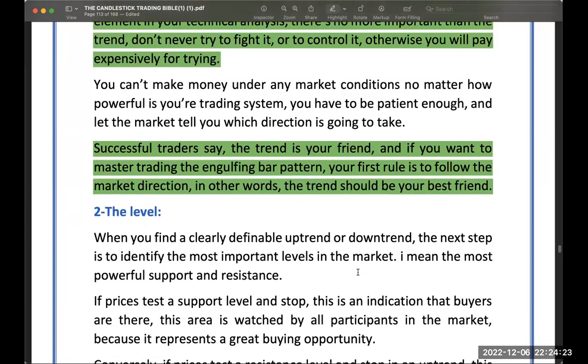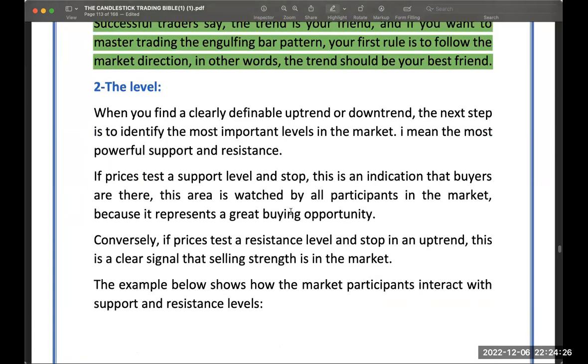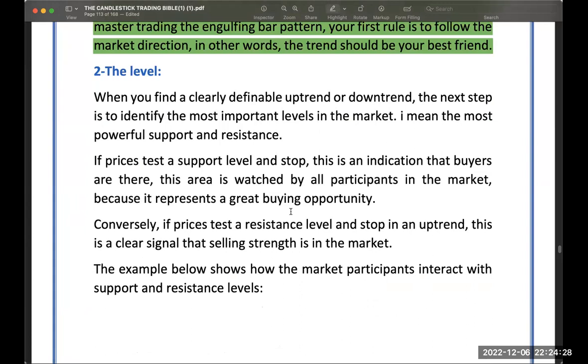Then the second thing is the level. When you find a clearly definable uptrend or downtrend, the next step is to identify the most important levels in the market. I mean the most powerful support and resistance. If the price tests a support level and stops, this is an indication that the buyers are there. This area is watched by all participants in the markets because it represents a great buying opportunity.